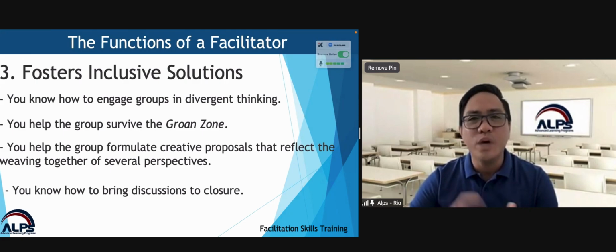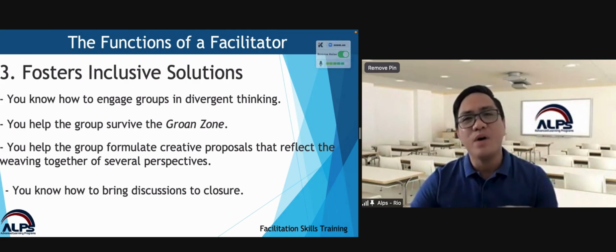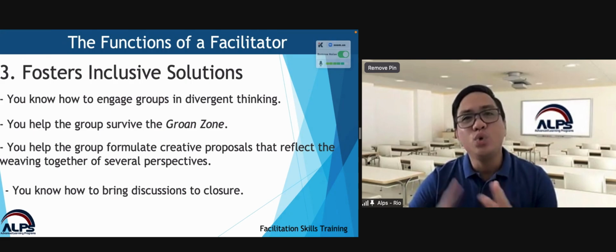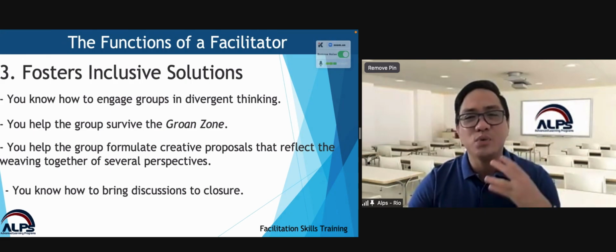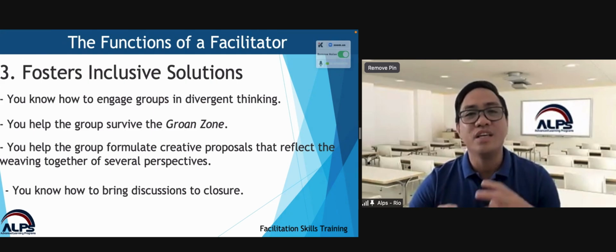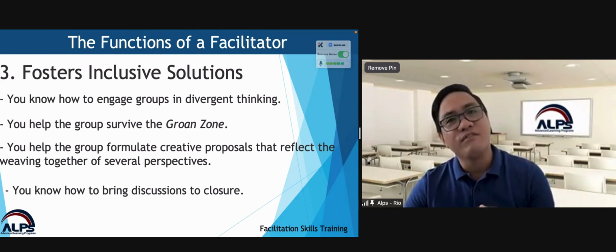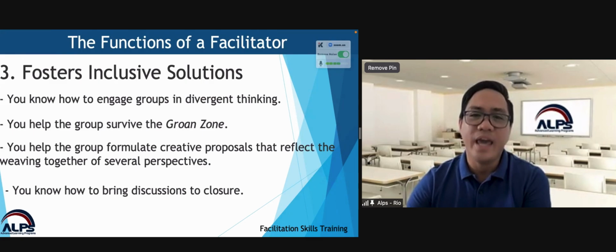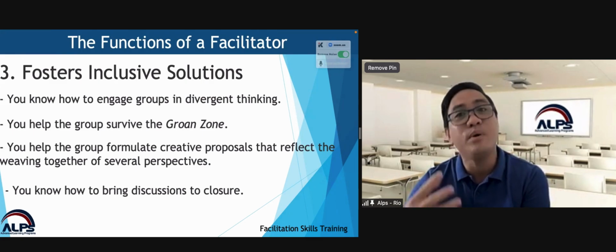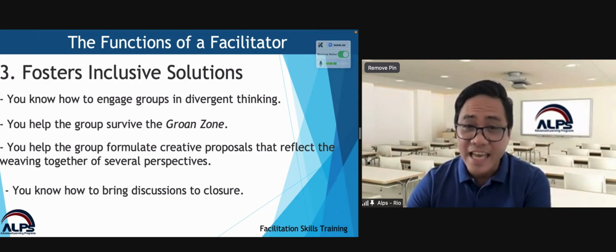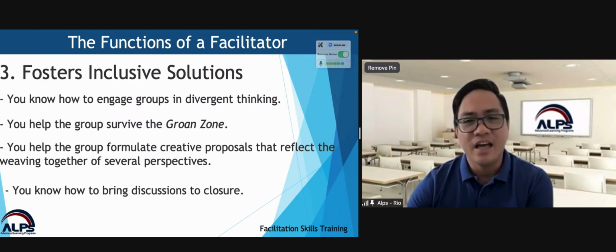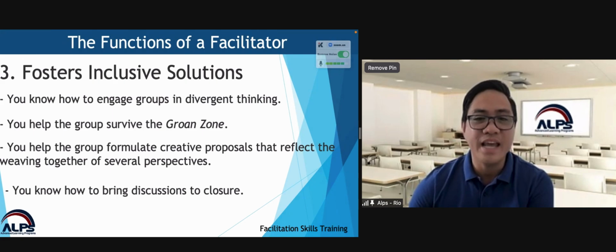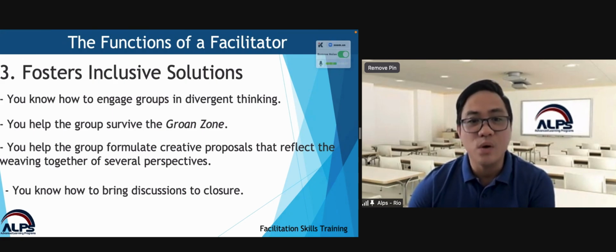A good facilitator will engage everyone, will have everyone share their ideas to prevent that from happening. Or if it's unpreventable, to survive that moment. Because once you have survived the groan zone, this is where the productivity and effective thinking comes in. So, you also know how to help the group formulate creative proposals. Not decisions yet, but proposals that will reflect the perspectives of others. And you know how to bring the discussion into a closure.